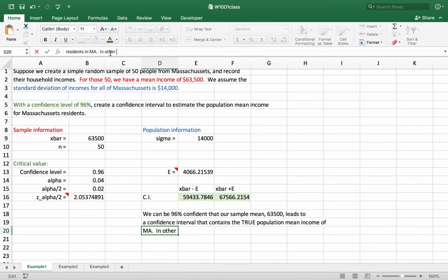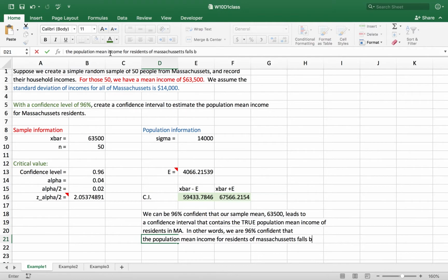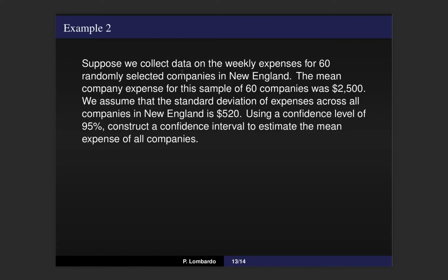All right, so in other words, this is how we would usually say it: we are 96% confident that the population mean income for residents of Massachusetts falls between 59,433, I'm rounding here, and 67,566.